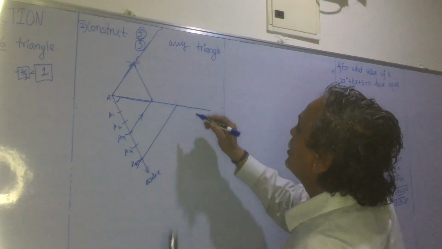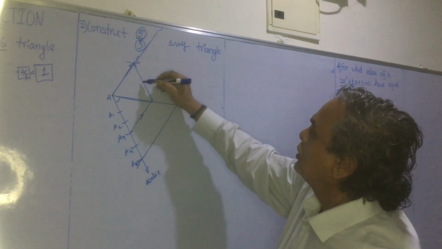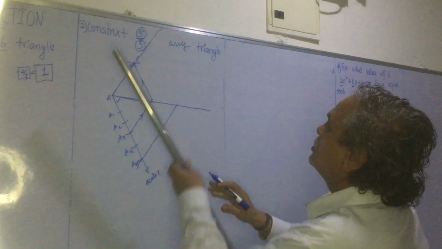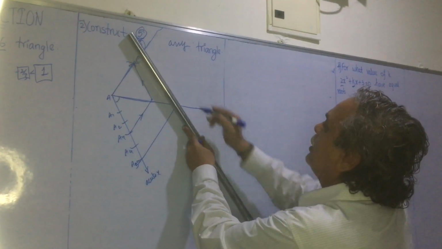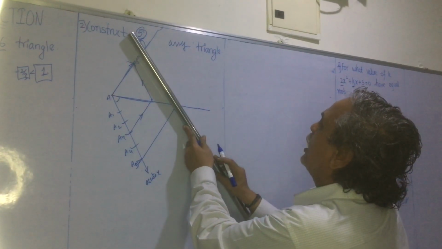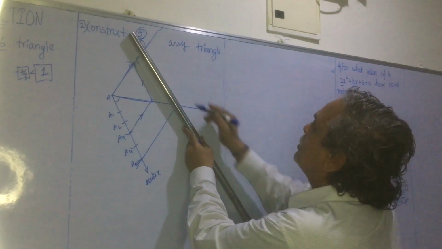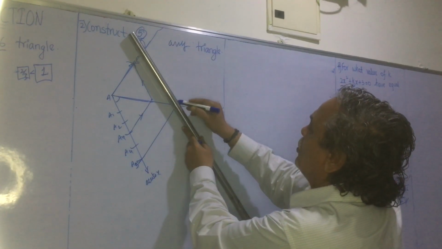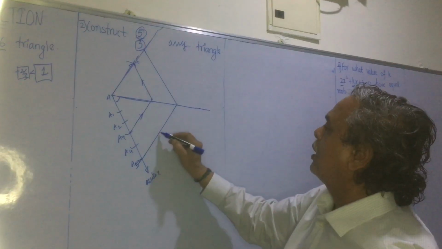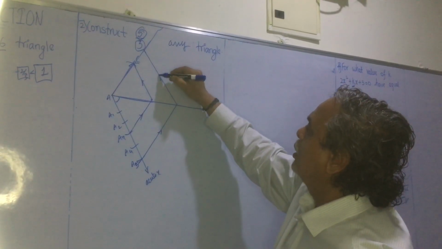Next, make this line parallel to this line. Here you should make an exact parallel, either by set squares or compass. I have already told you. This is parallel to this, and this is parallel to this.